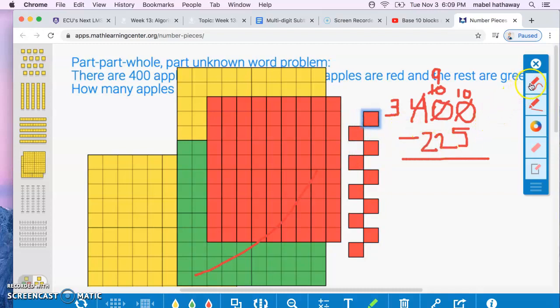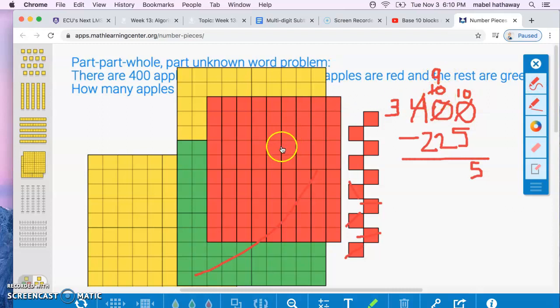Okay, now we're going to want to take away 5 of these ones. 1, 2, 3, 4, 5. 10 minus 5 equals 5. We know this because we have 1, 2, 3, 4, 5 ones left. Now we're going to move to our tens place.